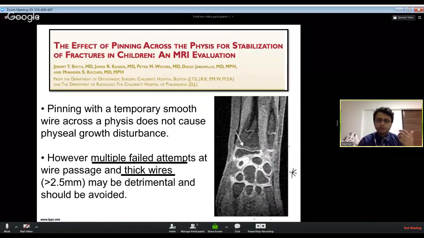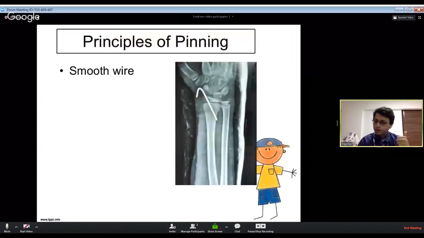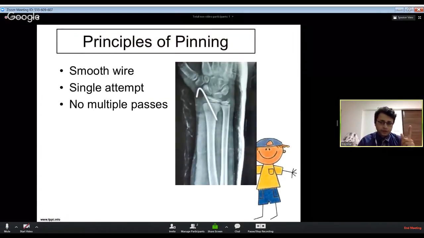So what are the rules of pinning? It should be a smooth wire. It should be in a single attempt. It should not be multiple passes. It should be low torque or with a T-handle.